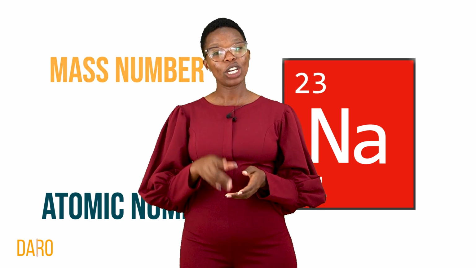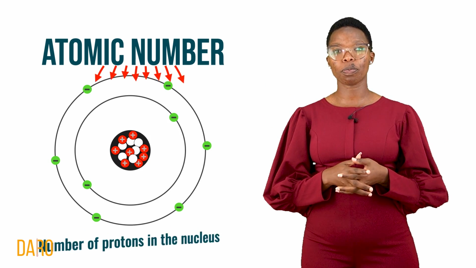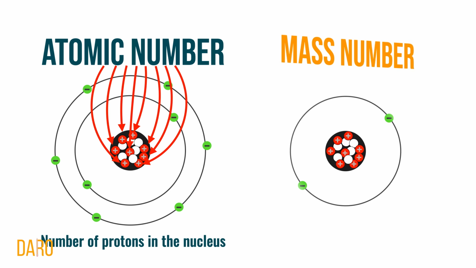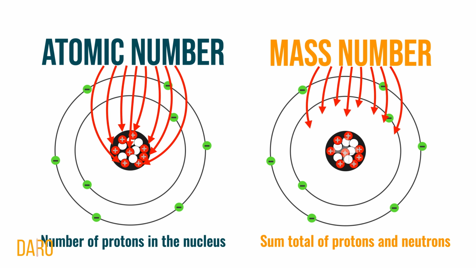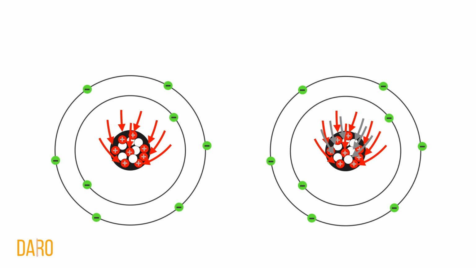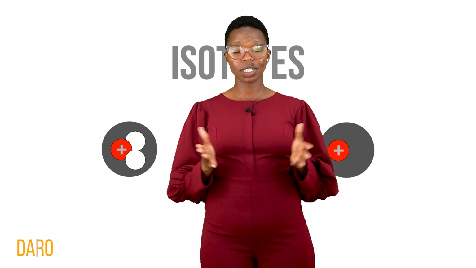So grade 9, to wrap it up, atomic number is the number of protons present in the nucleus of an atom. Mass number is the sum total of protons and neutrons in the nucleus of an atom. Also, it's good to know that some atoms of the same element have different numbers of neutrons, and these ones we call them isotopes. That brings us to the end of today's lesson.